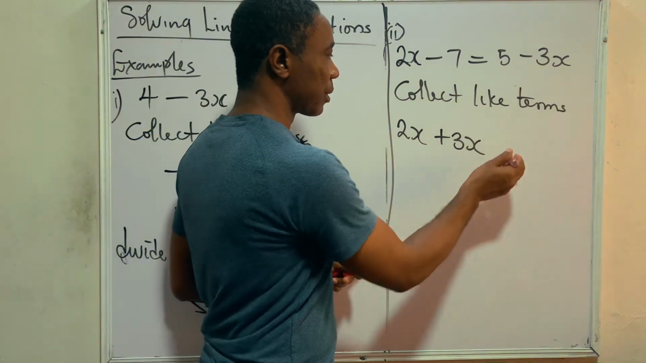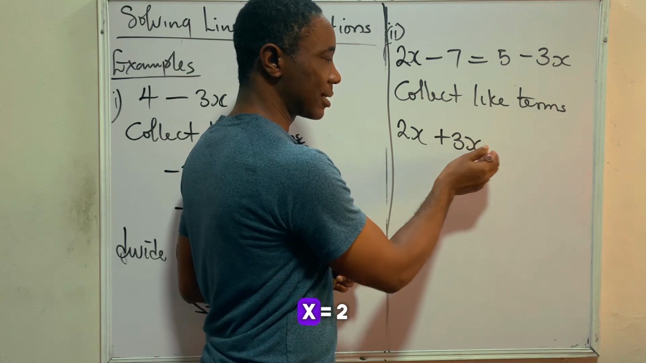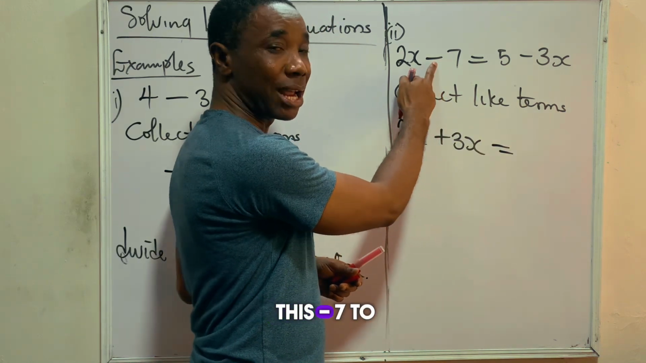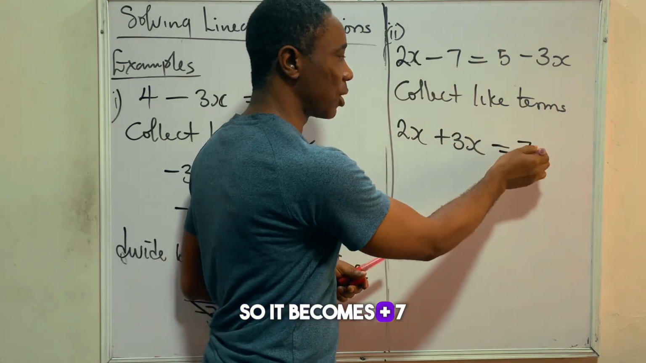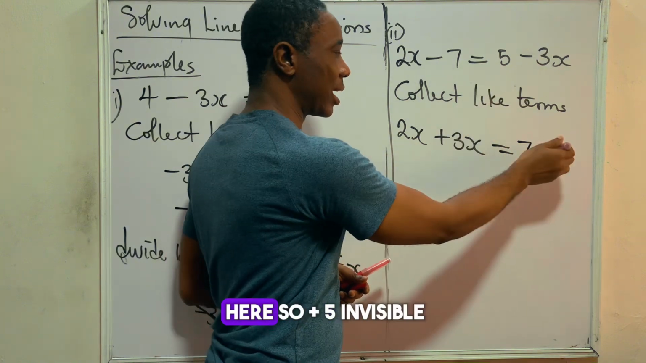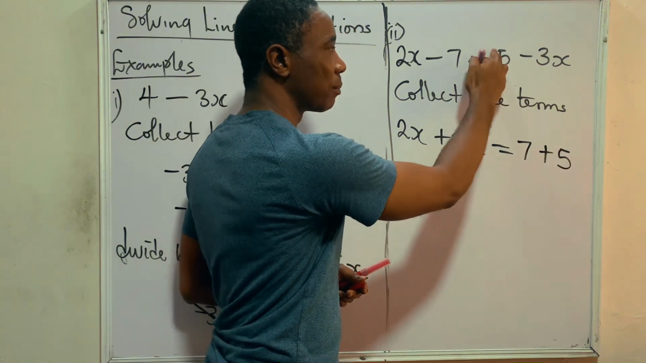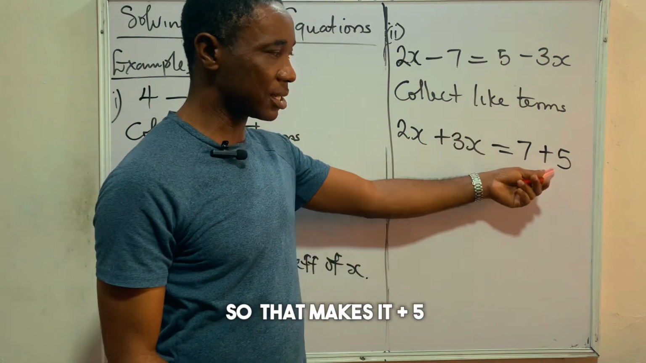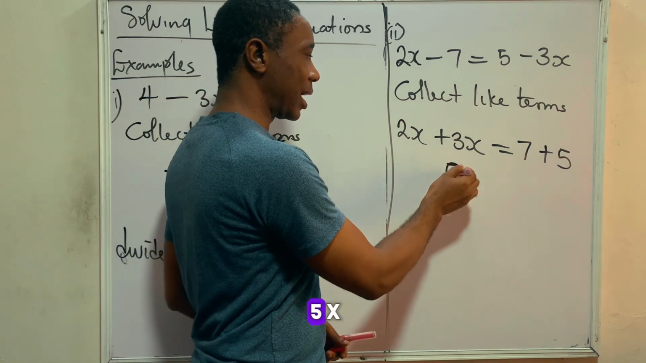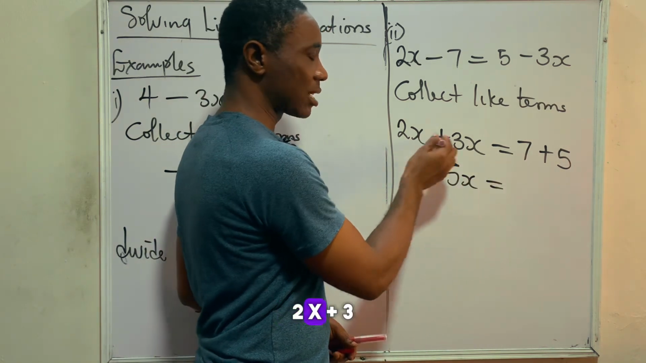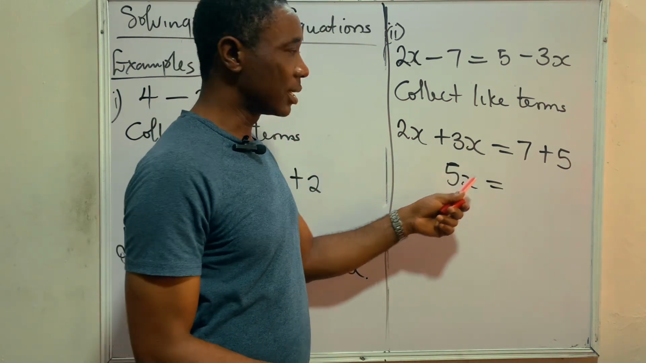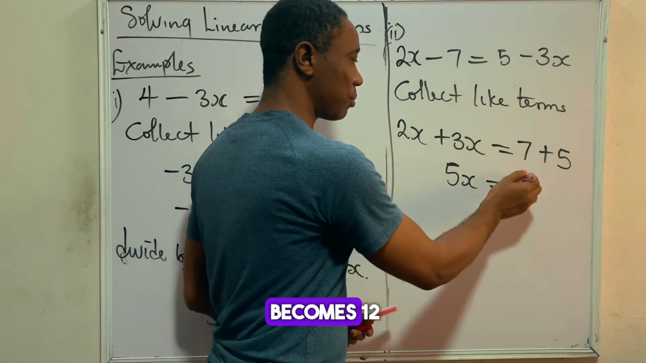So you have 2x plus 3x equals, we're going to move this minus 7 to the other side, so it becomes plus 7. Then 5 is already here, invisible plus before 5, so that makes it plus 5. So we now have 5x, 2x plus 3x becomes 5x. Then 7 plus 5 becomes 12.